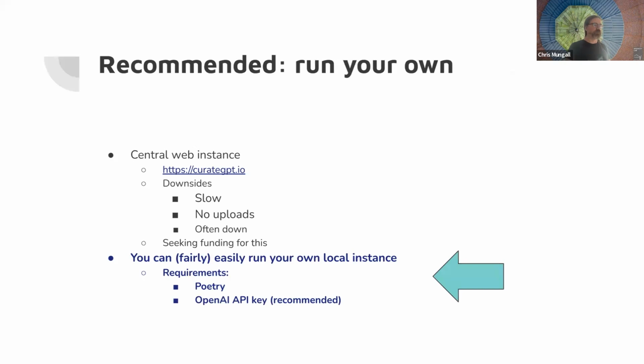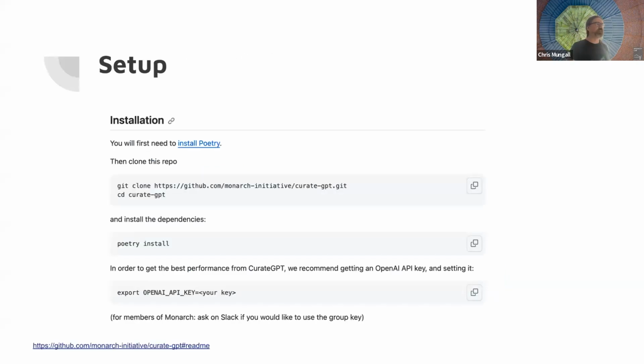It does require some knowledge of the command line and the ability to install a few tools like Poetry. It does require an OpenAI API key, and talk to me if you would like to borrow an API key to do this. So long as you use it responsibly, that's fine. So I'll walk through some of the steps, and again, after this you can look at the slides and follow through this on your own, or just look at the existing README in the CurateGPT repository.